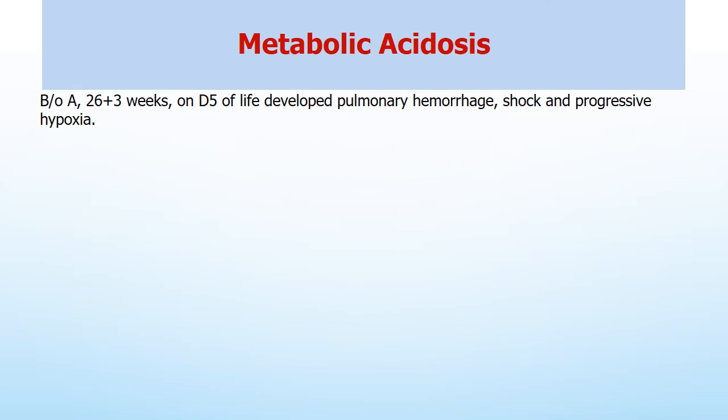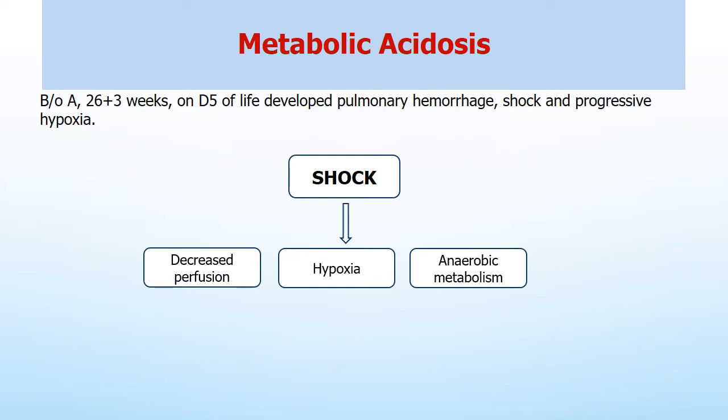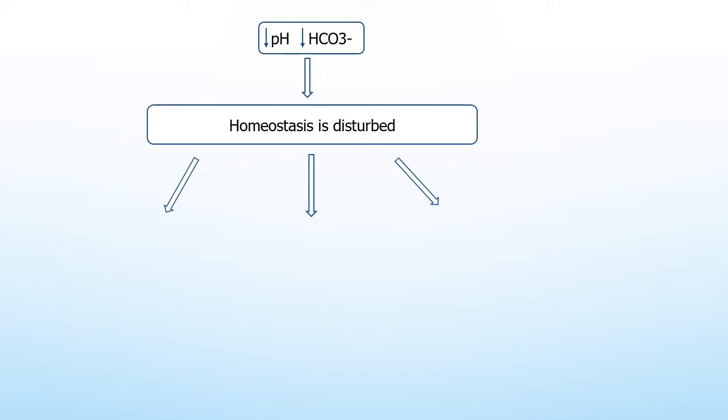Now let's understand metabolic acidosis. Let's take an example of baby of A, born at 26 plus 3 weeks, and on day 5 of life developed pulmonary hemorrhage, shock, and progressive hypoxia. As a result of shock, there is decreased perfusion, hypoxia, and anaerobic metabolism taking place at the level of tissues, as a result of which there is increased acid, decreased pH and decreased bicarbonate, and the homeostasis is disturbed.